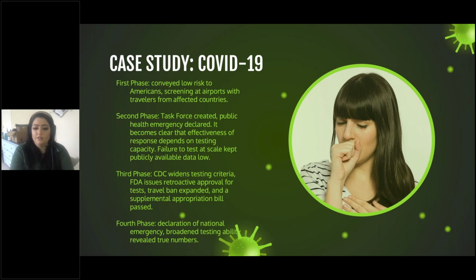We can break the response to the virus by the United States into 4 phases. First, the virus was conveyed as being of low risk to Americans. Screening at airports was implemented if they had travelers from affected countries.